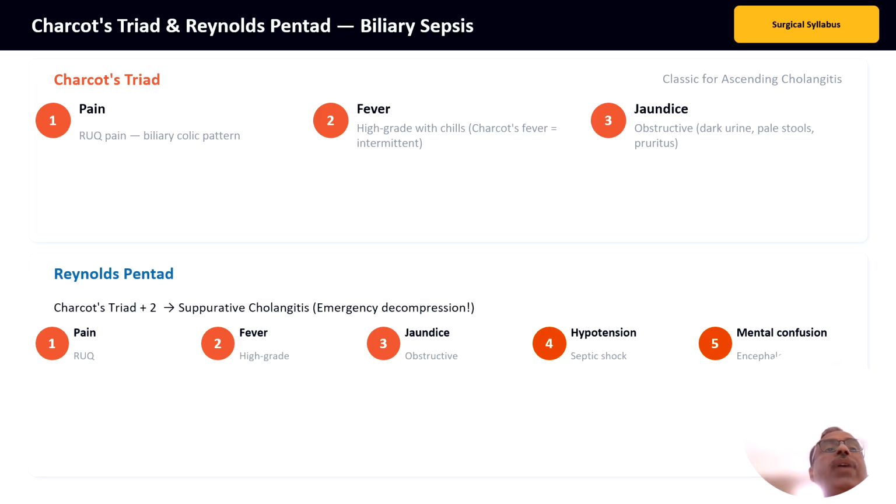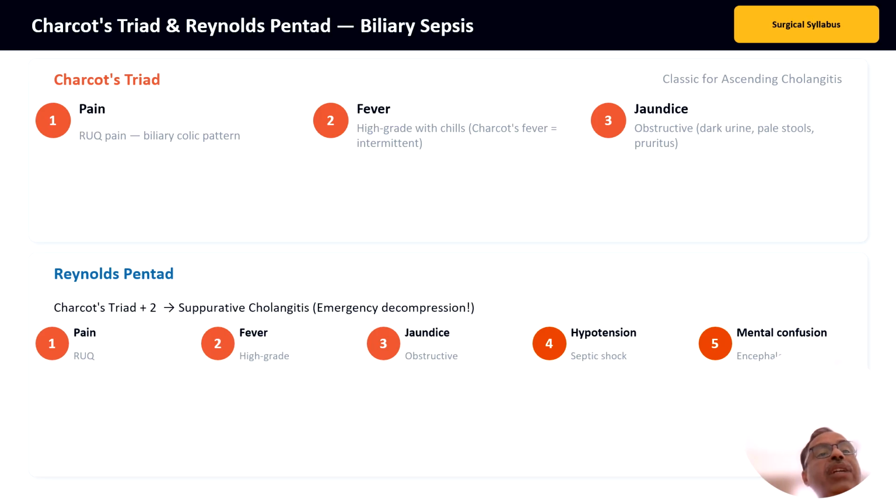So this Charcot's triad basically denotes that there is an obstruction to the outflow of the bile somewhere in the biliary tract, most commonly in the common bile duct. So this triad of pain, fever, and jaundice together goes by the name of Charcot's triad, and classically it describes ascending cholangitis. And then we have Reynolds pentad in relation to Charcot's triad, which consists basically of the Charcot's triad plus two additional symptoms, and that is hypotension and mental confusion.